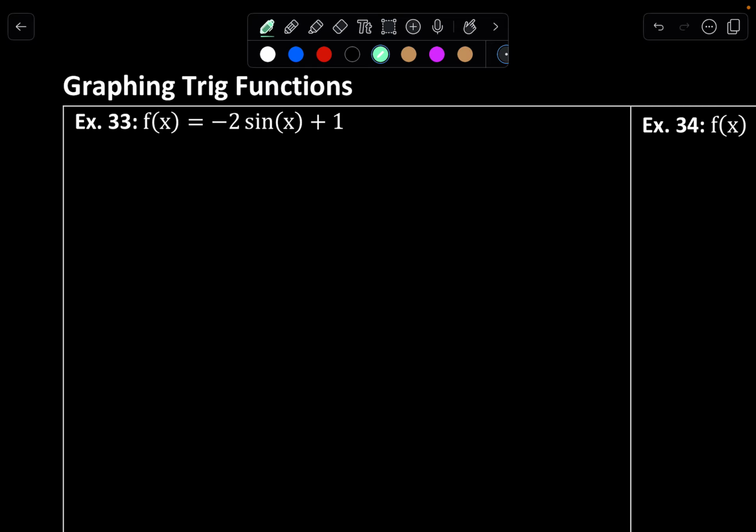So in the previous unit, we talked about these 5 key points for every single trig expression. You have to remember those, okay? What I typically do, and what you'll see me do in every single example, is I'm going to sketch the original function, or in this case, the parent function. So the parent function for this one is sine, okay?